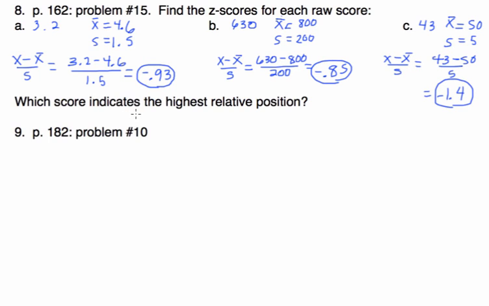Which is the highest score? The highest relative position? This one. That's the largest number of those three numbers.